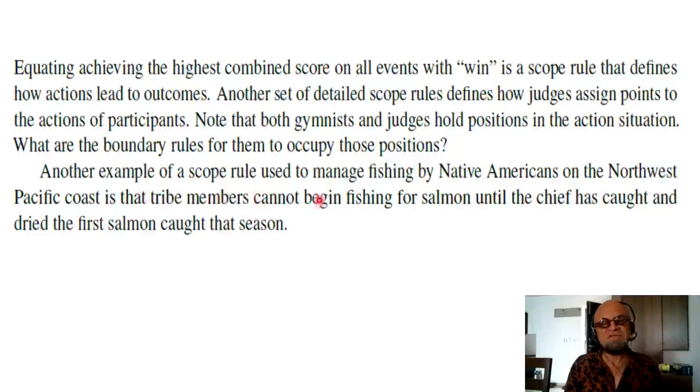Another example of a scope rule used to manage fishing by Native Americans on the Northwest Pacific coast is that tribe members cannot begin fishing for salmon until the chief has caught and dried the first salmon caught that season. So you can imagine how many days it takes for the salmon to dry, but probably it was set up for some reason to allow enough salmon to be spawned and grown to adulthood before everybody starts fishing, and so on.